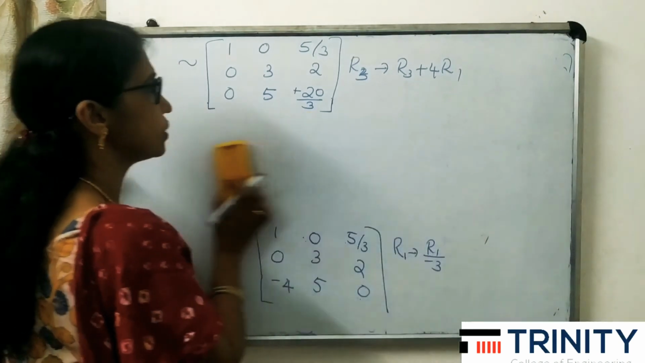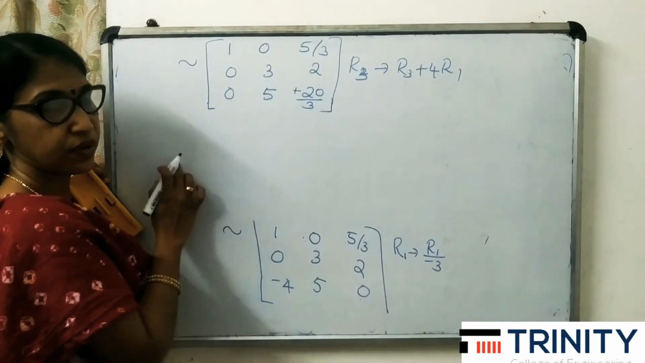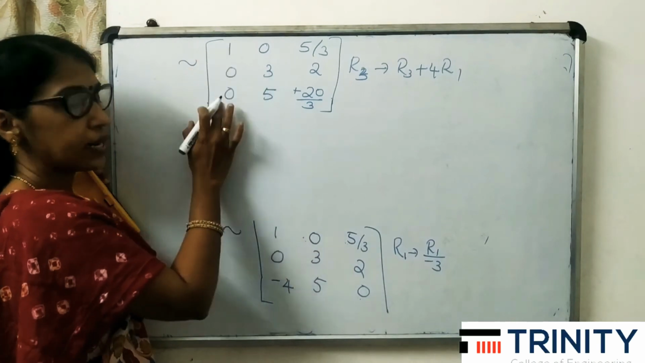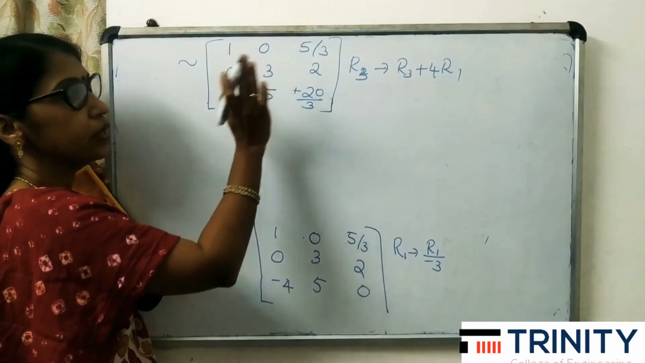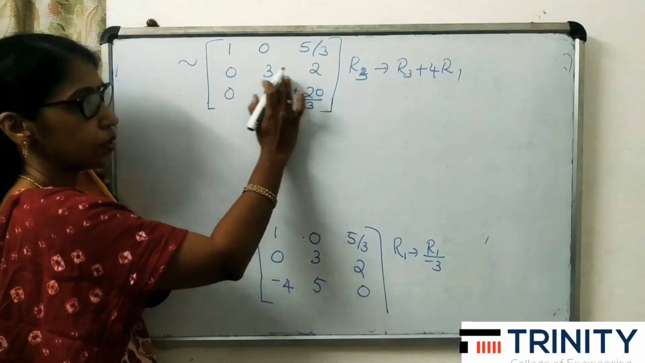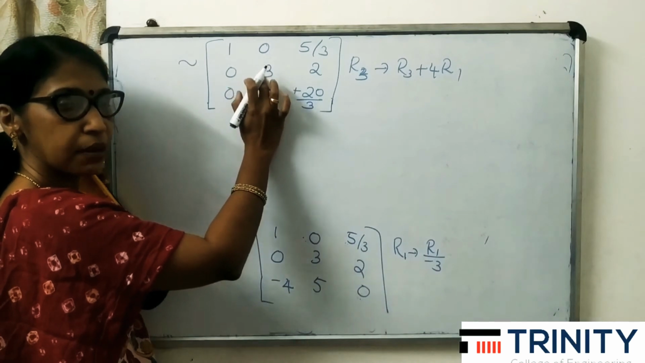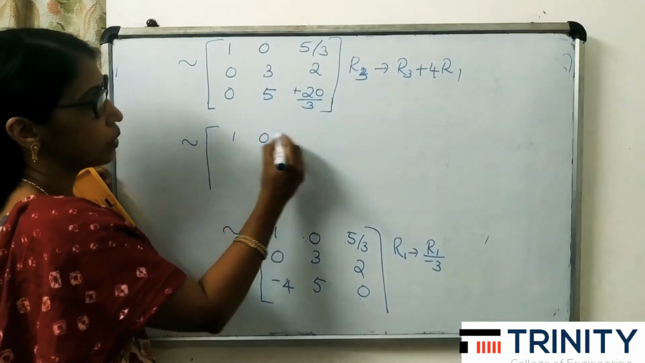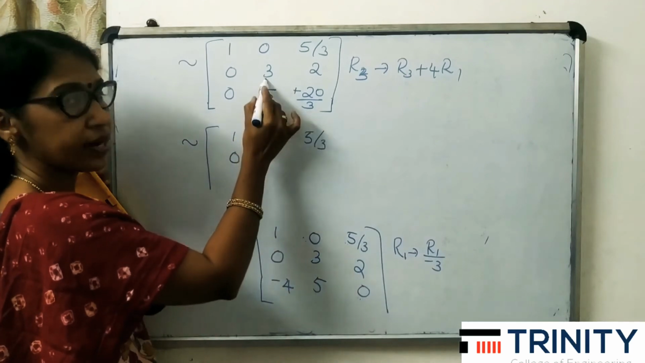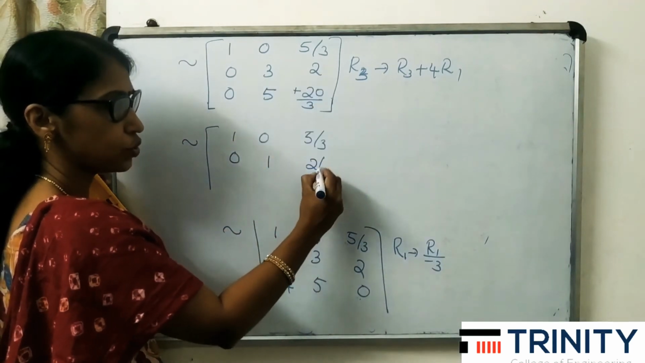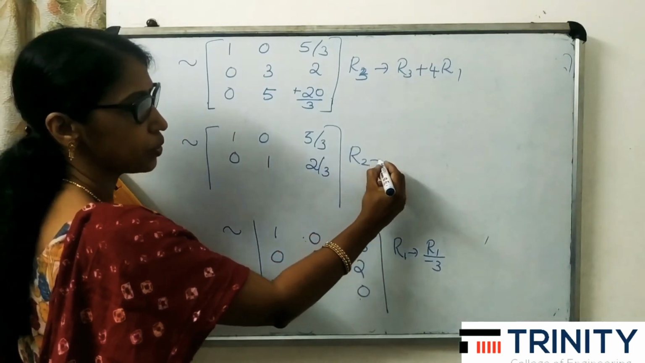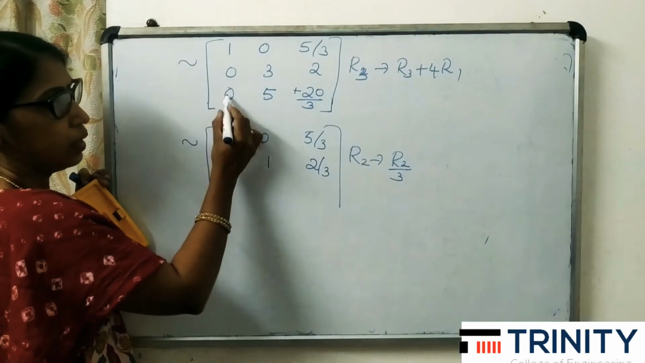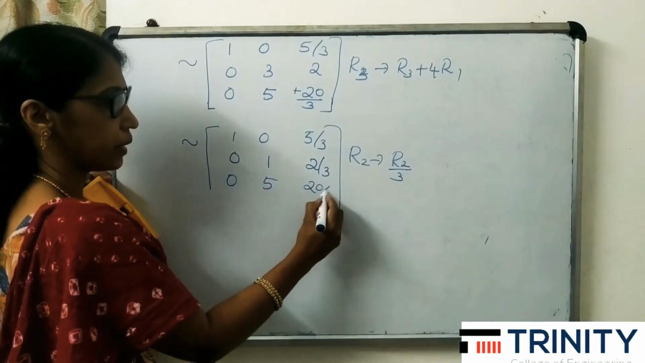Okay. Now what is the next step? The next step is we have to make this 3 as 1. Now coming to the second row. In the first row, we made the first element 1 and the rest of its column 0. In the second row, this element is 3. We have to make it 1. For that we divide this row by 3. So we get 1, 0, 5 by 3; then 0, 1, 2 by 3. So the transformation is R2 gives R2 divided by 3. Now the third row is 0, 5, 20 by 3.